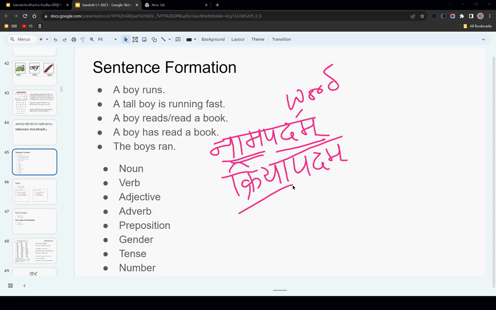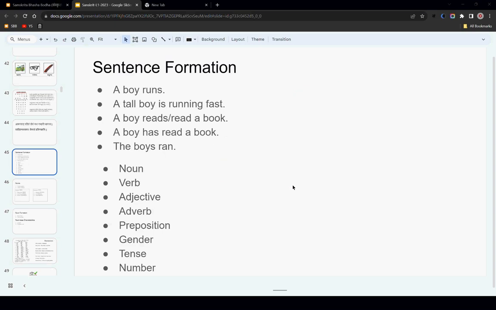But there could be other words also in a sentence. For example, here we have a tall boy is running fast. In this, what is the Kriyapadam? Kriyapadam is running, is running. Together we can consider it in English. The Kriyapadam is indicating the Kriya in the present tense, and boy is doing that action, and boy is Namapadam. And what happened to tall here? Tall is describing the boy. So what is the characteristic of the boy? How is the boy? It's a tall boy.